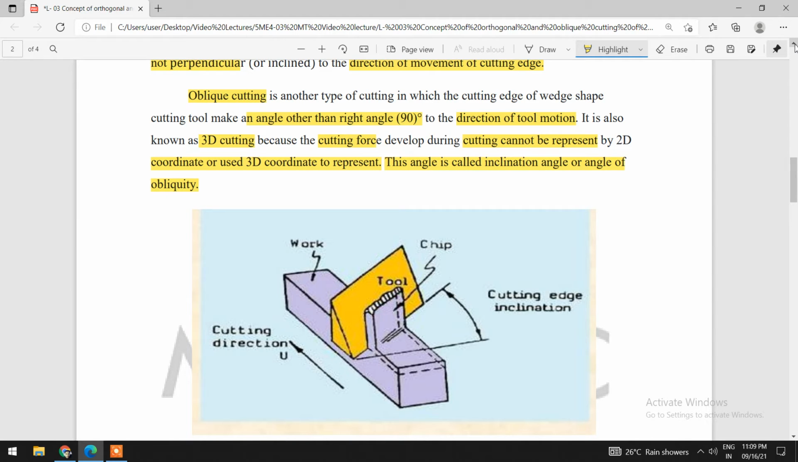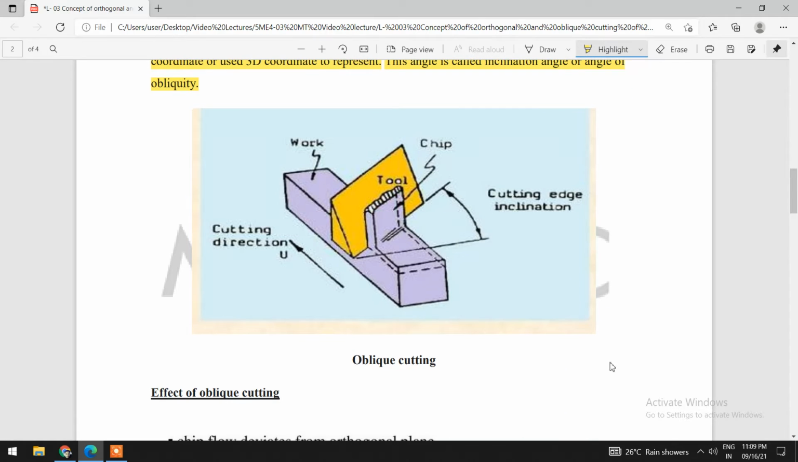In this study we discussed oblique cutting and orthogonal cutting. From the figure you can observe that the tool is not perpendicular to the workpiece and the chip is forming. So this is the chip, this is the workpiece, this is the cutting direction and the cutting edge angle. You can easily observe this from the figure.